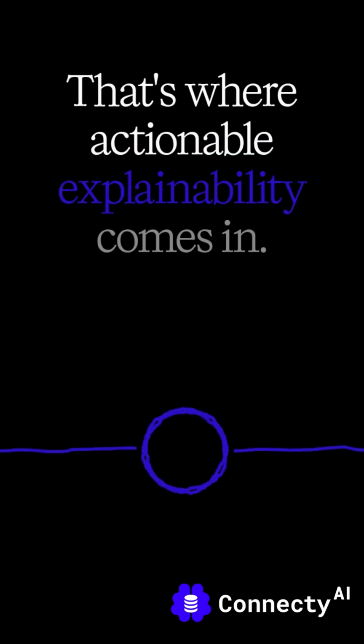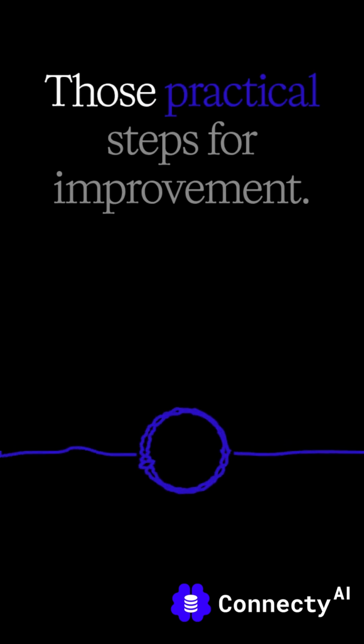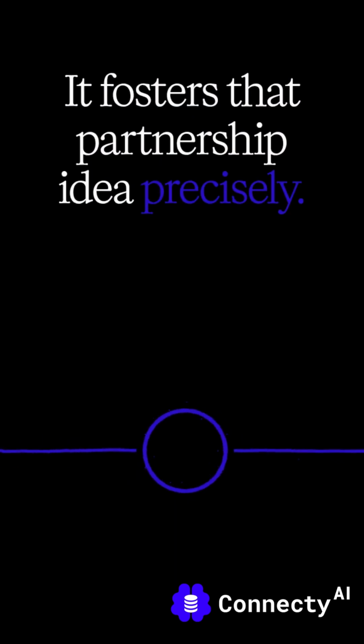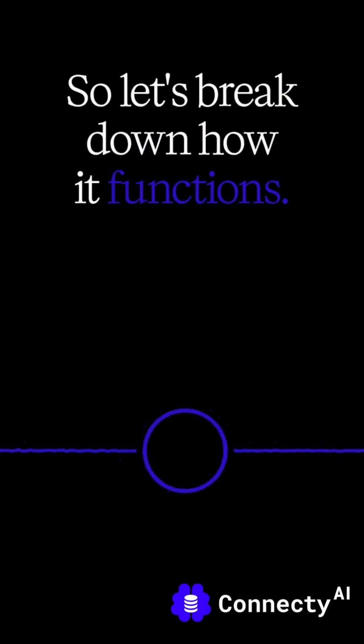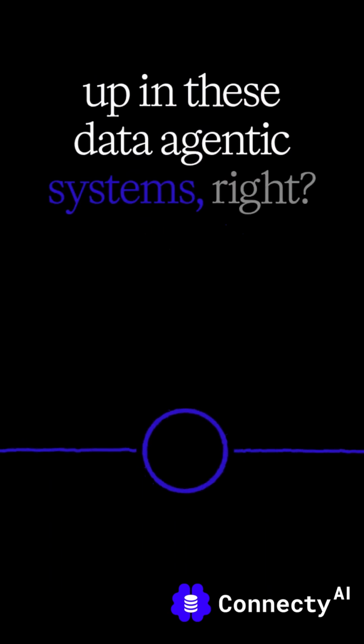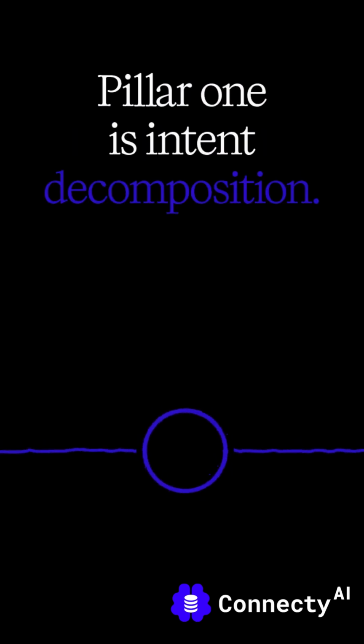That's where actionable explainability comes in. It's the bridge. Okay, so it shows the why and gives us the what next, those practical steps for improvement. It fosters that partnership idea. Precisely. So let's break down how it functions. There are essentially 5 key pillars holding this up in these data agentic systems. Right. Pillar number 1. Pillar 1 is intent decomposition.